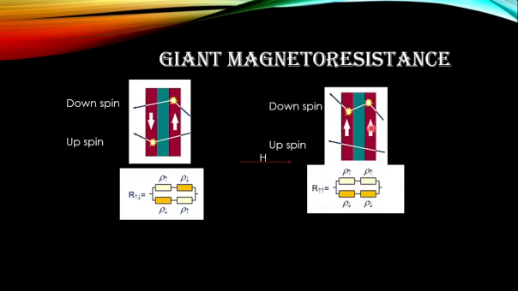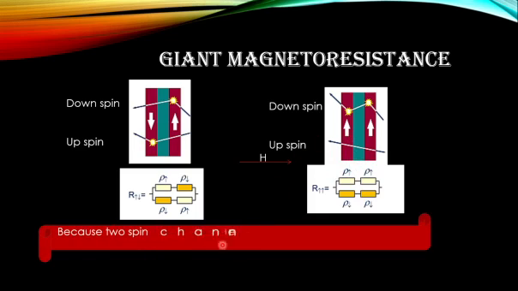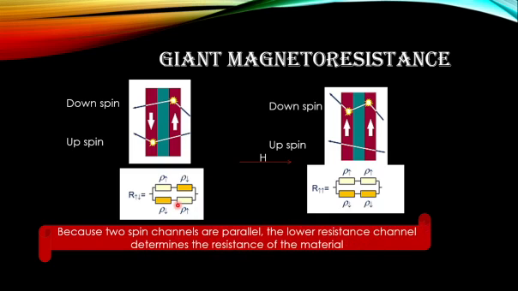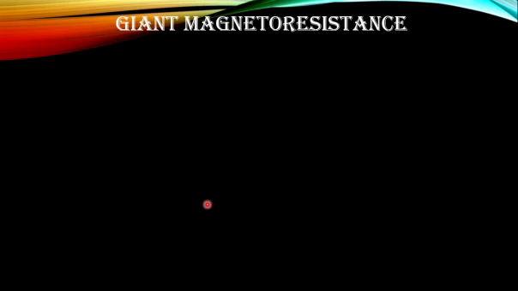So then what will be the resistance? The resistance is shown here. If it is upspin, it will not have any resistance. If it is a downspin, it has infinite resistance. So always the electron will choose a path which has less resistance, so this possibility will be more. Because the two spin channels are parallel, the lower resistance channel determines the resistance of the material.